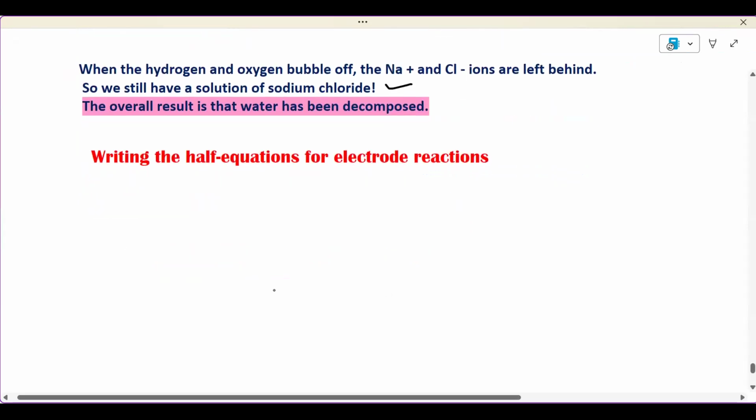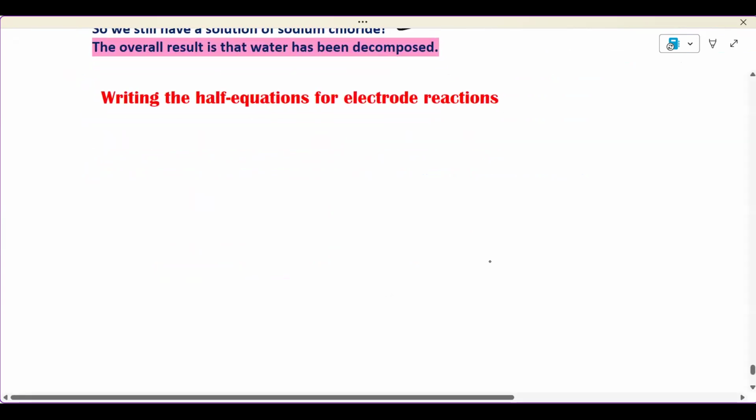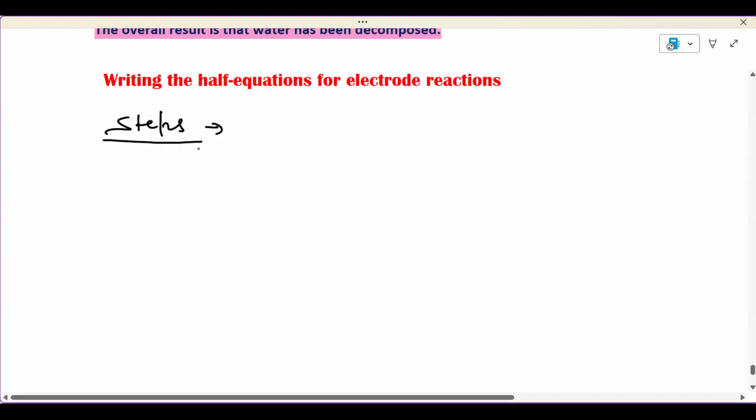Okay. Now, how to write the half equations for the electrode reactions? Students, you may be asked to write half equations for the reactions at electrodes. So there are a few steps to write the half equations.